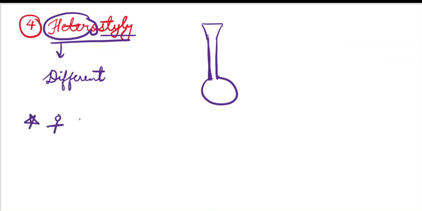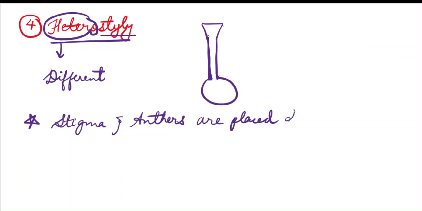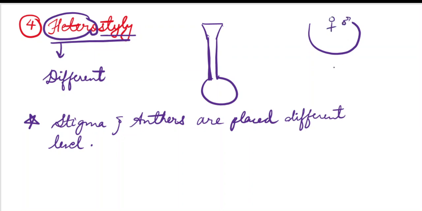So here the female part, you can say style, you can say stigma, and the anthers are placed at different levels. If they are placed at different levels, then the chances of self-pollination will decrease in the same flower. We are speaking about the same flower. Here the female and the male parts are both at different heights. Suppose the female part is like this.